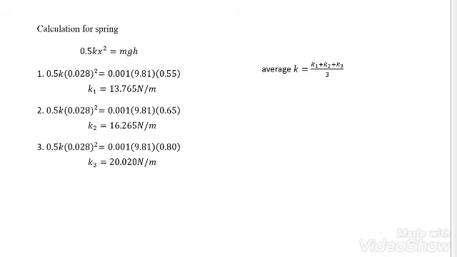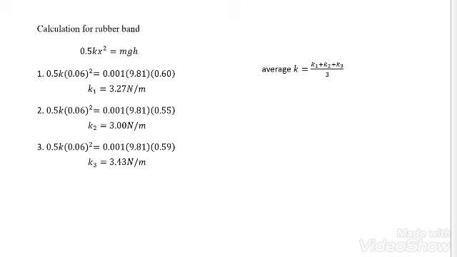For the average k, we add all the results, k1 plus k2 plus k3, divided by 3. We get 16.683 Newton per meter.